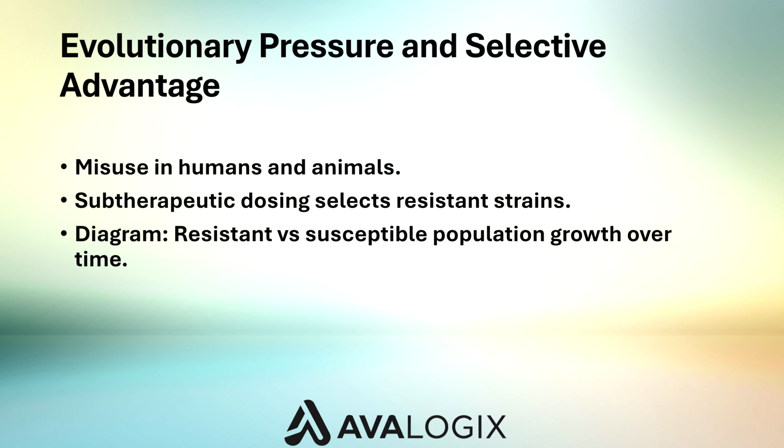It's all about selective pressure and survival advantage. In the presence of antibiotics, susceptible bacteria die off, leaving behind those with resistance traits. These resistant bacteria then multiply and, over time, dominate the population. This is natural selection at work. Even small amounts of antibiotic, like those found in wastewater or livestock feed, create selective pressure.